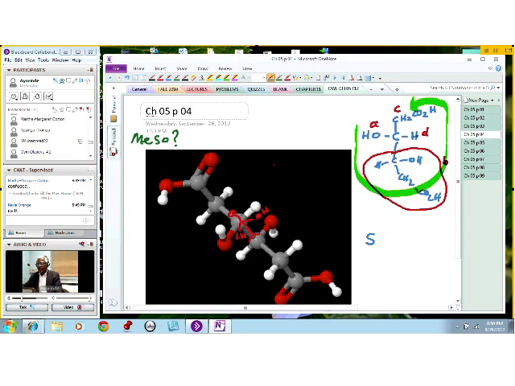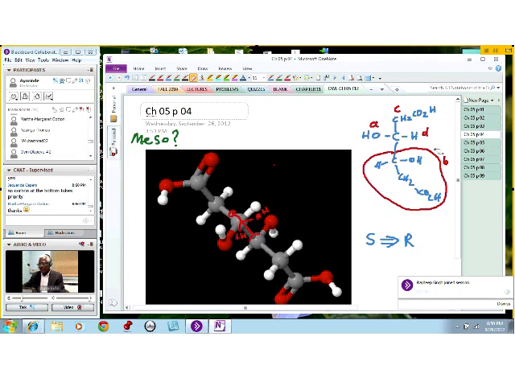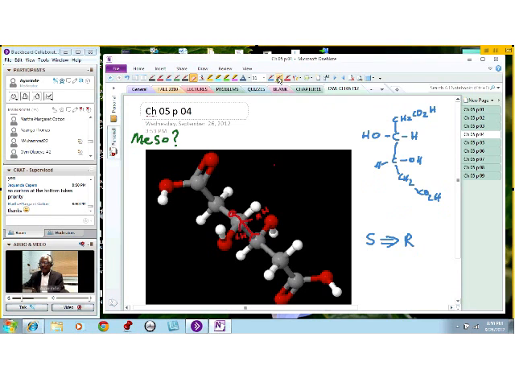However, because the group of lowest priority is coming at us, it is in the horizontal position of a Fischer projection, so therefore we are going to say that that is actually R. Do you follow that? Very good. So let me take all of this out. So we say this is R.